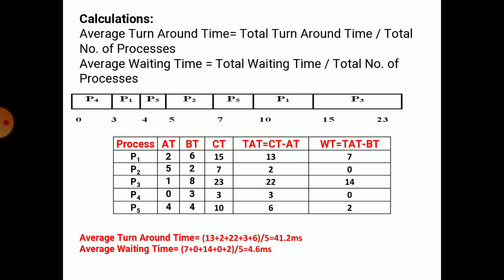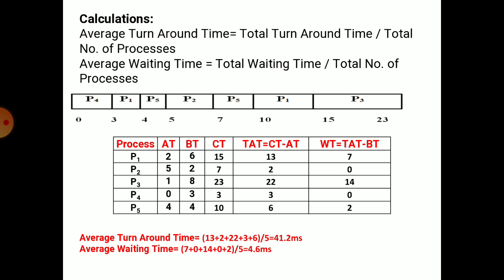Now we need to calculate the average turnaround time and the average waiting time. Average turnaround time means the total turnaround time divided by the total number of processes. Average waiting time means the total waiting time divided by the total number of processes. Now no process remains in the waiting queue; all the processes have been scheduled by the scheduler.